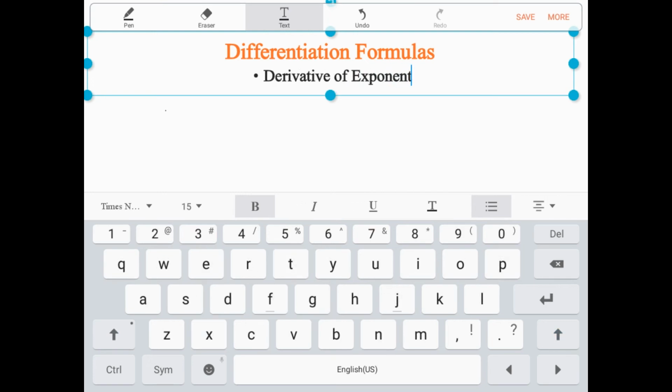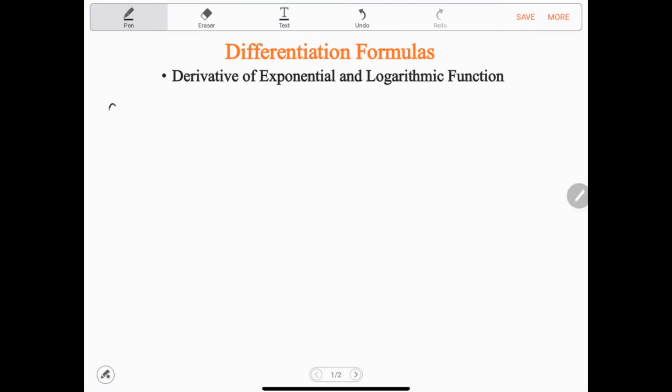Next differentiation formula is the derivative of exponential and logarithmic functions. Let's work on some illustrations. The derivative of the quantity e raised to x is equal to copy what's in the parentheses, so it's going to be e raised to x, then find the derivative of what it's being raised to. In this example, it's being raised to x, so find the derivative of x. So e raised to x times the derivative of x, which is equal to 1, is still the same as e raised to x.